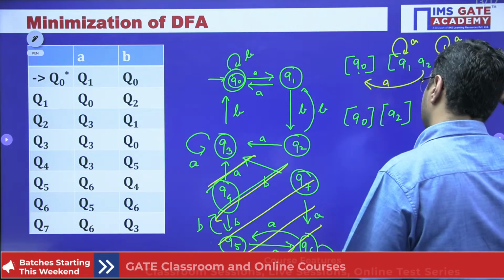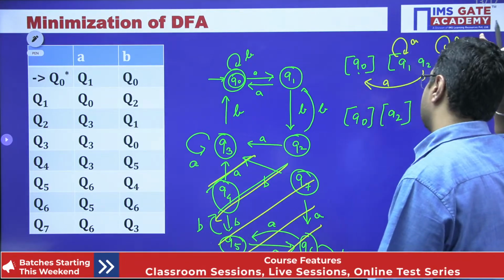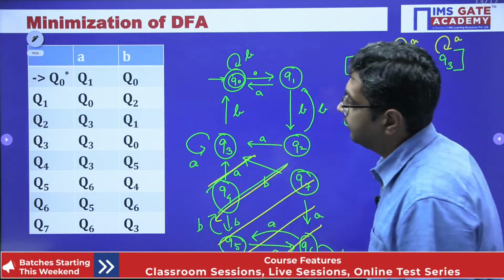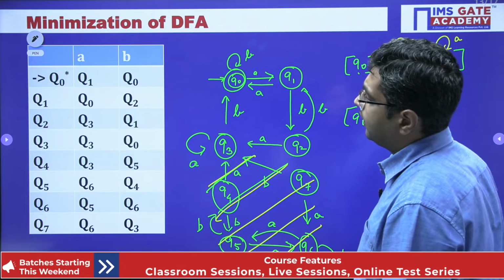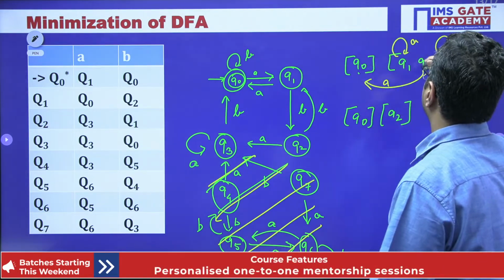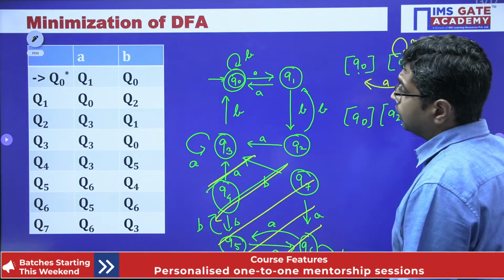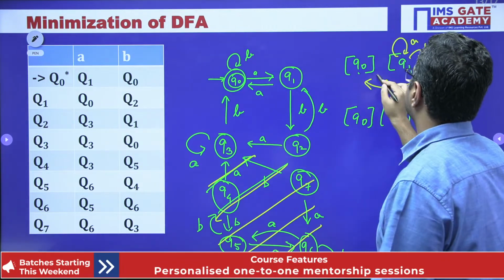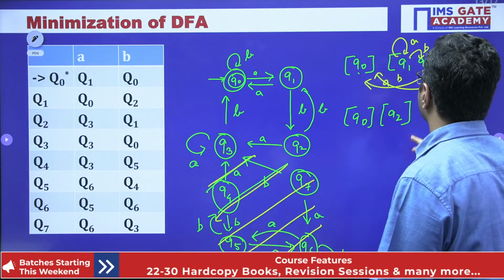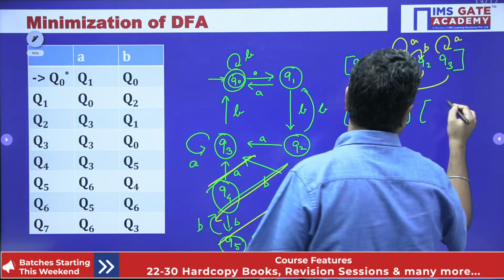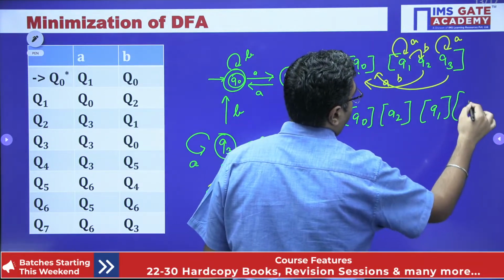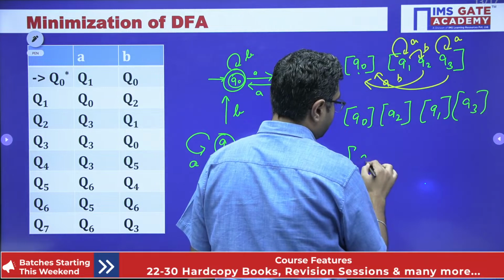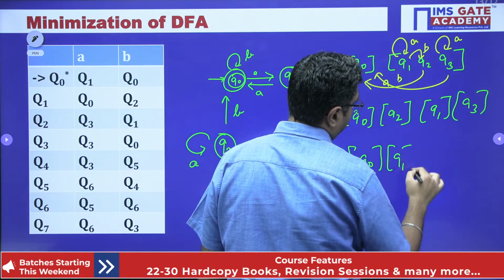Now among Q1 and Q3 we have to understand whether they will remain same or not. We have to check B. Q1 on B goes to Q2, that is the same set. Q3 on B goes to Q0, again a different set. So therefore they will also be separated. You will have Q0, Q2 and then Q1 as well as Q3 separately. So you will have four states, that is Q0, Q1, Q2 and Q3.